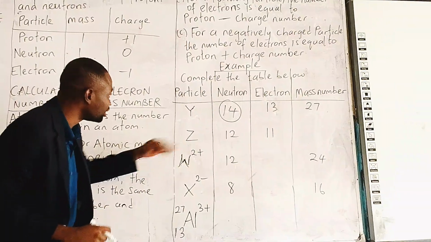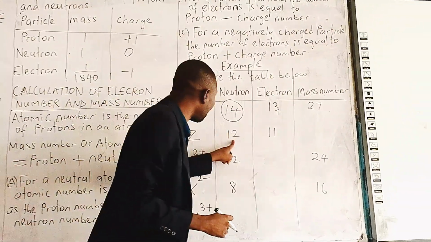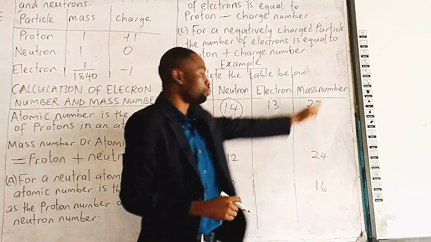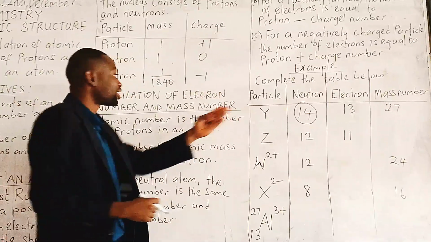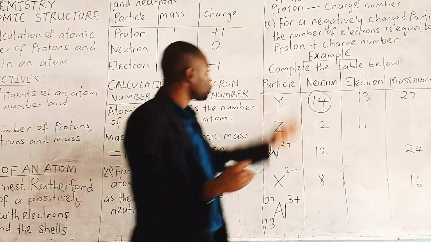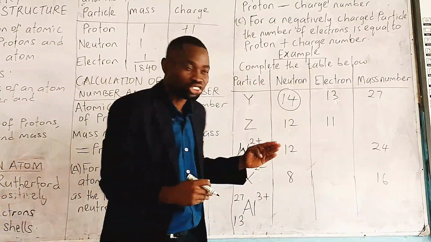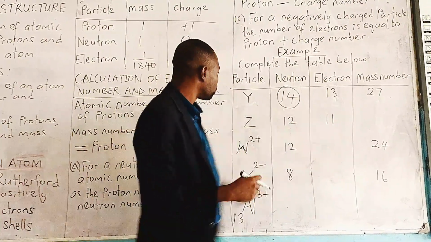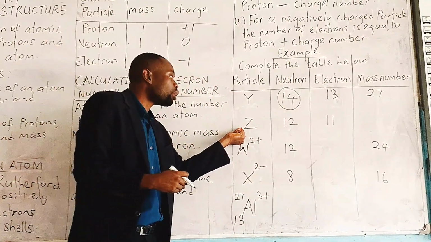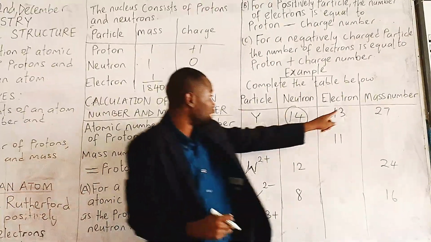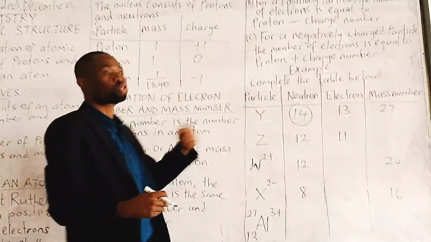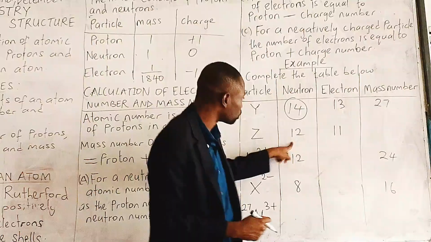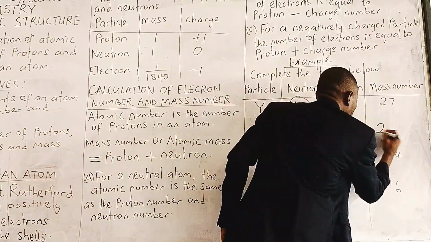Now for particle Z, I have the neutron number and electron number. I'm looking for the mass number. I use the same formula. Mass number is equal to neutron number plus proton number. Because this is a neutral particle, the electron number is the same as my proton number. So the answer will be 12 plus 11, which gives me 23.